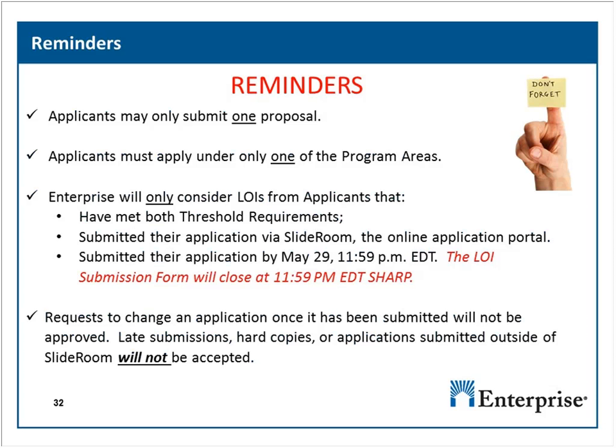Okay, so some reminders. Again, you can only submit one proposal. So as Sarah said earlier, please review both the Rural and Native American Initiative LOI and the National LOI and determine which LOI is going to best meet your needs. You can only apply under one program area. We recognize that sometimes projects or programs can touch on multiple program areas, but you'll need to select the best program area that matches your project.